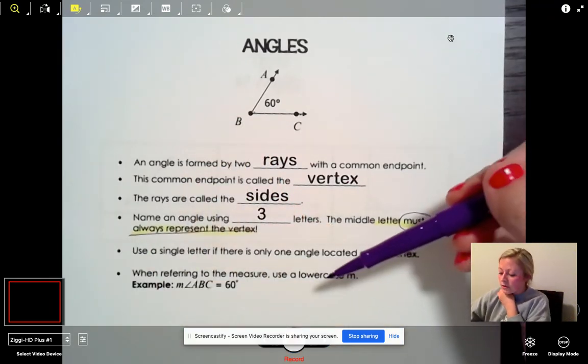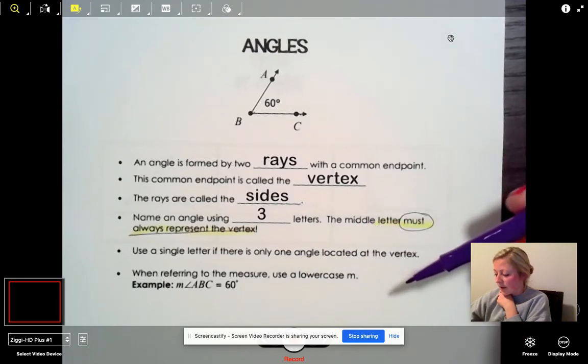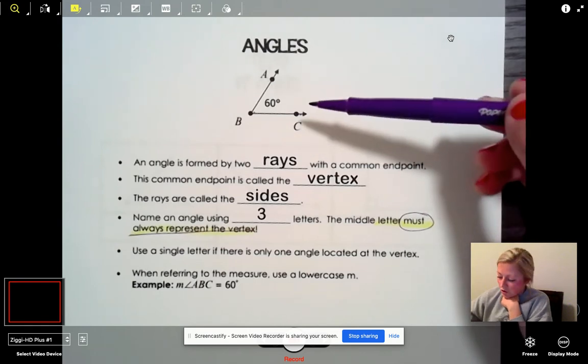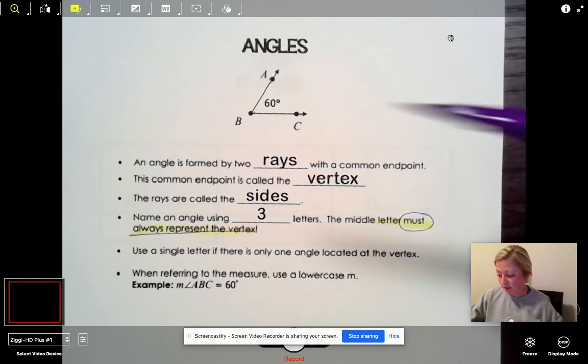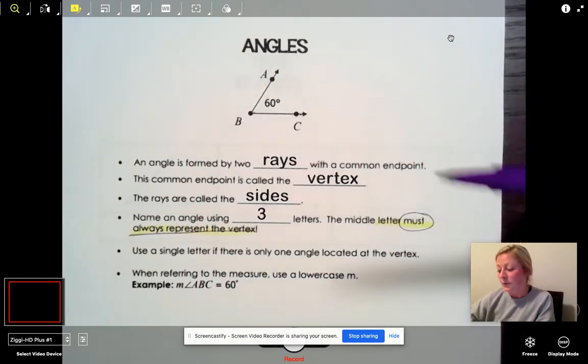You can also use a single letter if there's only one angle located at that vertex. So you could call this angle B. I will show you examples later on in our notes where you can't just use one letter because there are multiple angles coming from that vertex. But you could call this angle B if you wanted to.